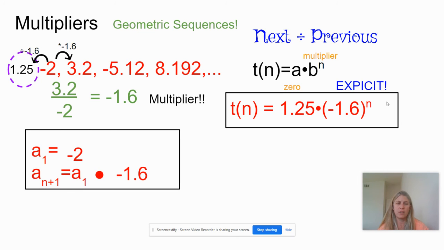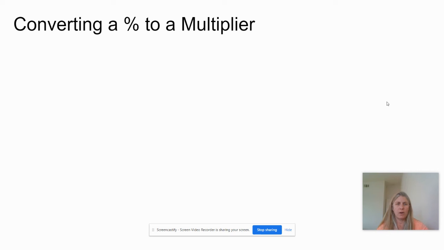A sub 1 is equal to -2, and a sub n plus 1 is equal to a sub n times negative 1.6. And this is our recursive equation. And sometimes we're going to be asked for explicit, sometimes we're going to be asked for recursive on quizzes and tests.